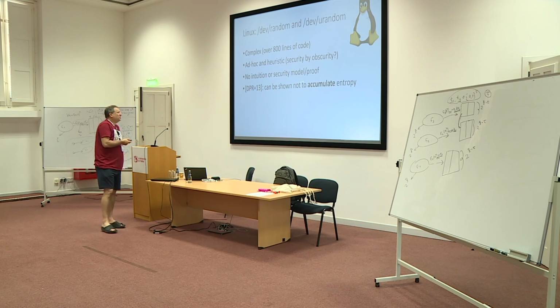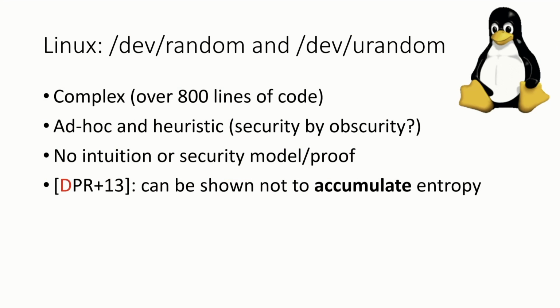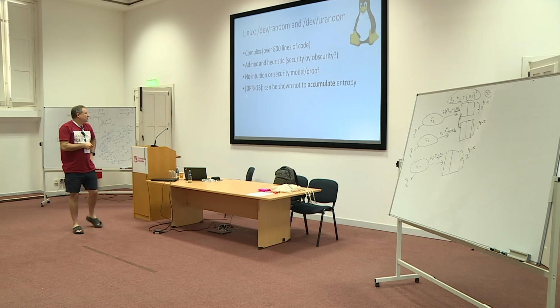There is no intuition or security proof. It's just, I don't know, like some lines of crazy shifts and things. It uses a hash function, but not in the place where you think it should use a hash function.